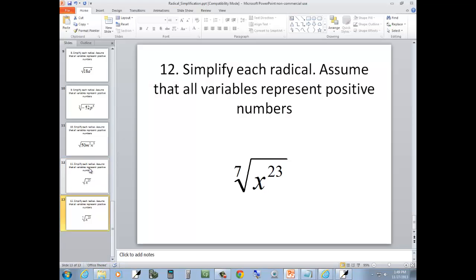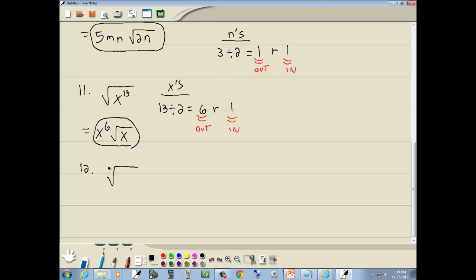One more of those. Got 7th root of x to the 23rd. Trying to figure out how many x's is going to come out. Take our power, which is 23, divide by our index, which is 7. Index is whatever number is in the slot right here. This is old style division. What was that, 3 with a remainder of 2? This is how many come out. This is how many stay in. So we're going to have 3 x's come out. So we got x to the third, and the 7th root, and then we have 2 x's stay inside. So we got x squared inside the radical. And that's our answer.